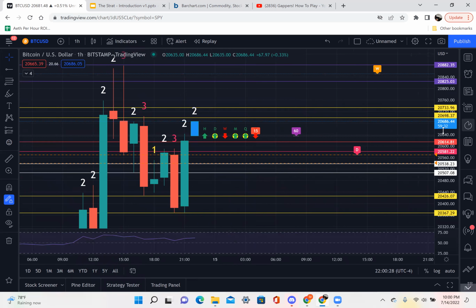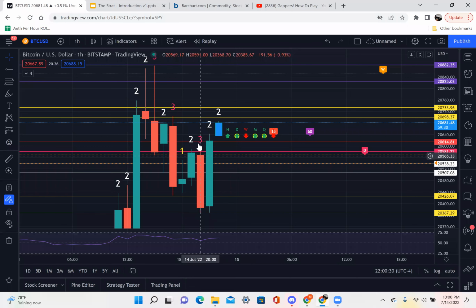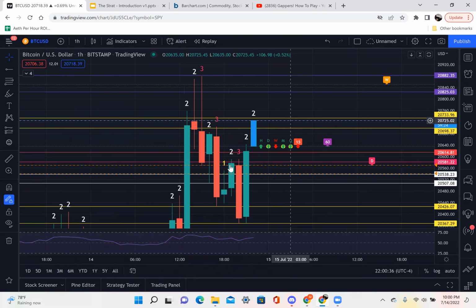But it's correlating with my hour right now. We just got a new hourly time frame. You got a bullish reversal, 3-2-2 to the upside. So you're in a reversal. So I would stay in this trade.